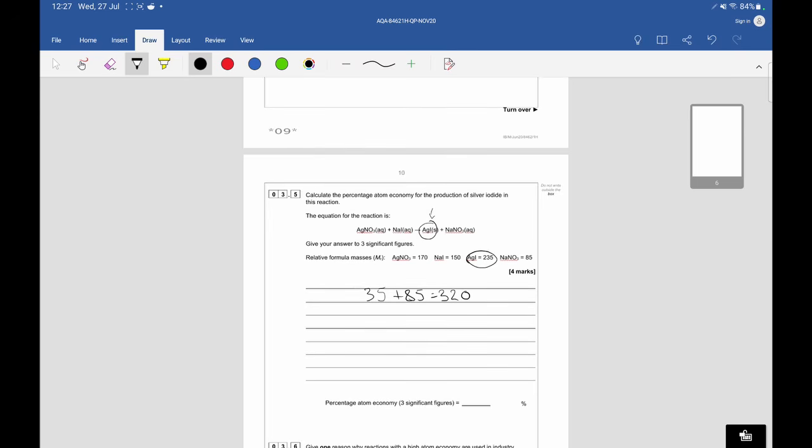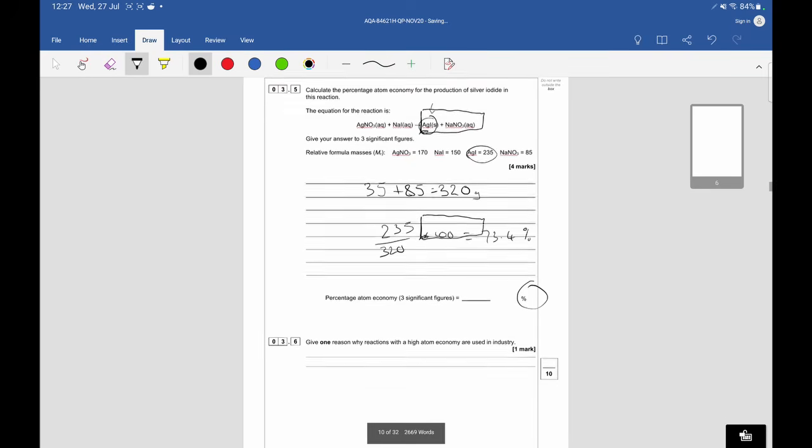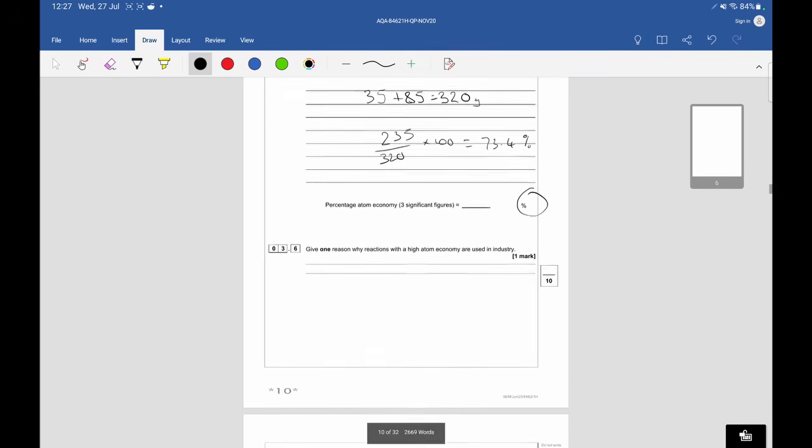And then we're going to do the mass of silver nitrate divided by that total mass in grams. So 235 divided by 320 times 100, because we want this as a percentage. And that will give you an answer of 73.4%. All atom economy wants you to tell them is what percentage of the things you're looking at, so the total, all the products, what percentage is the thing that you want. In this case, we want silver nitrate. We've got the masses of those things, so we just worked out the percentage to be 73.4%. That's all we need to do there.